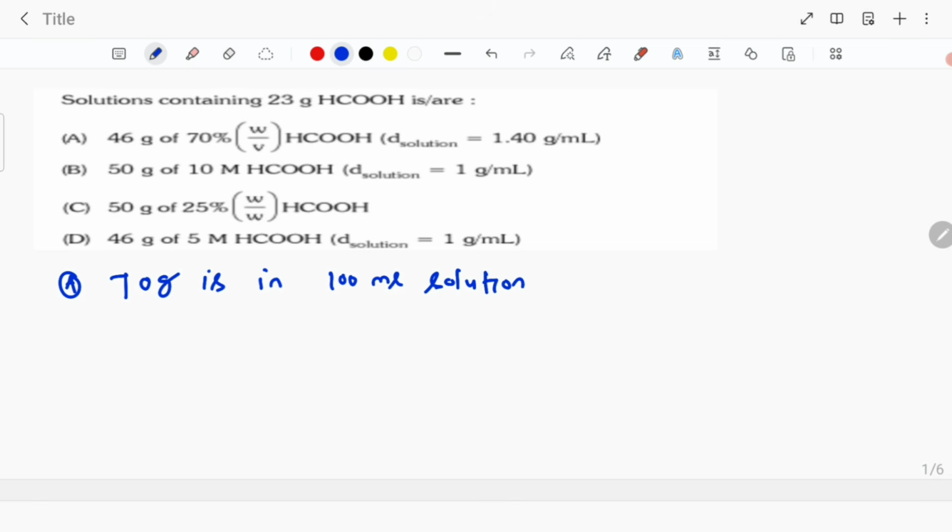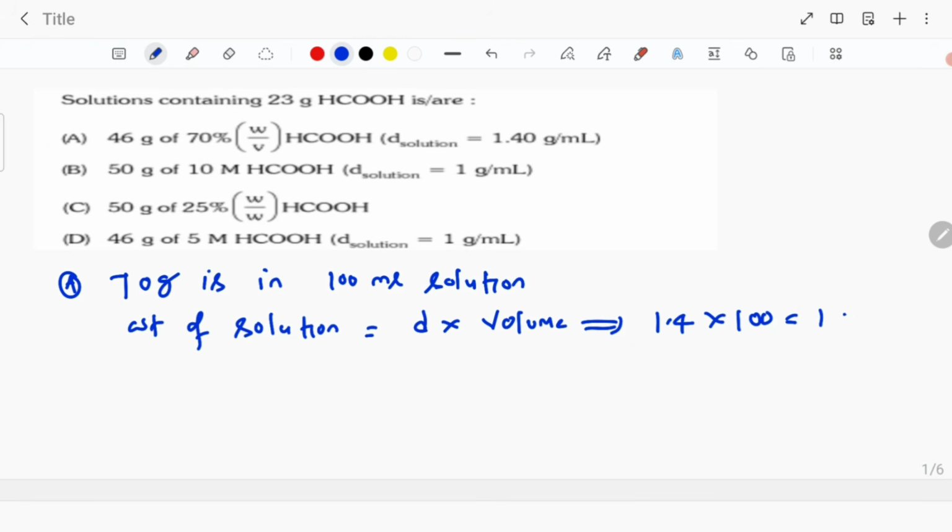70 gram is in 100 ml solution. Now weight of solution, how to find? Weight of solution is equal to density into volume. 100 ml solution, right? It is density into volume. So density is 1.4, volume is 100 ml, which is equal to 140 gram.